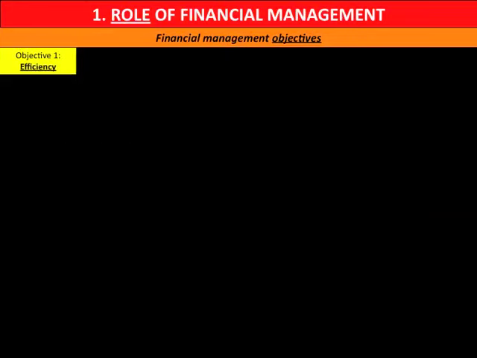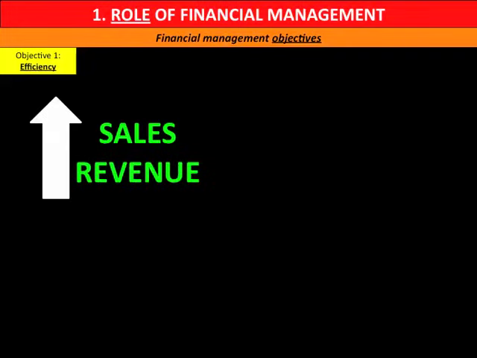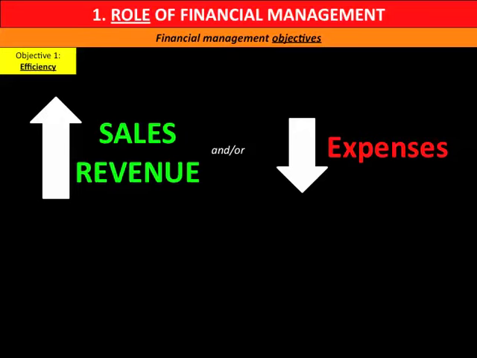To define each of these, the first one being efficiency, which is all about increasing your sales revenue and, or at the same time, decreasing your expenses. Another way of saying that is that efficiency is about increasing your sales revenue relative to your expenses. You can do that by boosting your sales revenue and keeping the expenses the same, or you can decrease your expenses and keep selling the same amount. You're still going to have that relative increase in your sales revenue compared to your expenses.